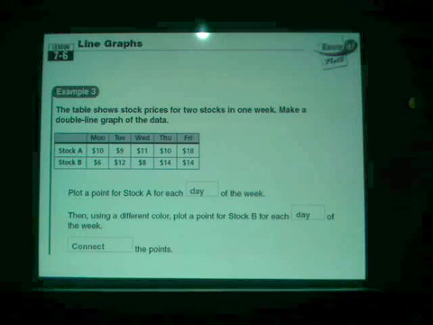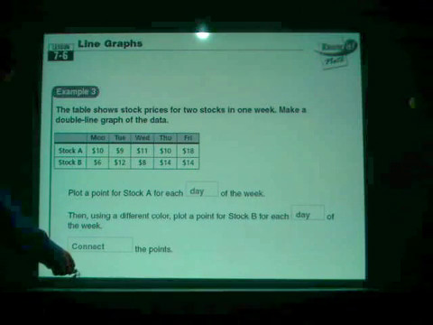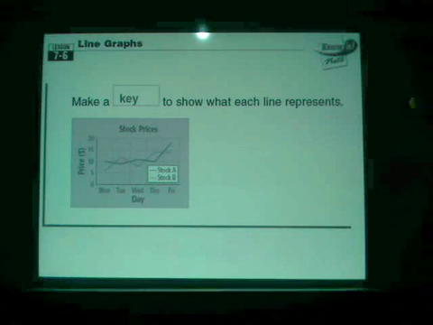Example 3. The table shows stock prices for 2 stocks in 1 week, and we're to make a double line graph of the data. So as you can see, you have a table there that represents stock A and stock B, Monday through Friday, and the different prices that correspond to those. So we're going to plot a point for stock A for each day of the week. And then, using a different color, we're going to plot a point for stock B for each day of the week. And then we're going to connect the points.